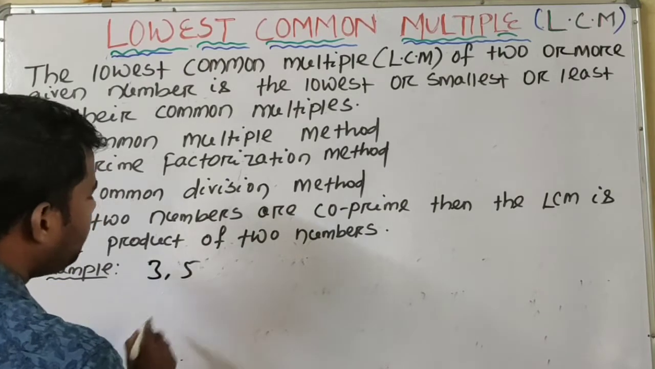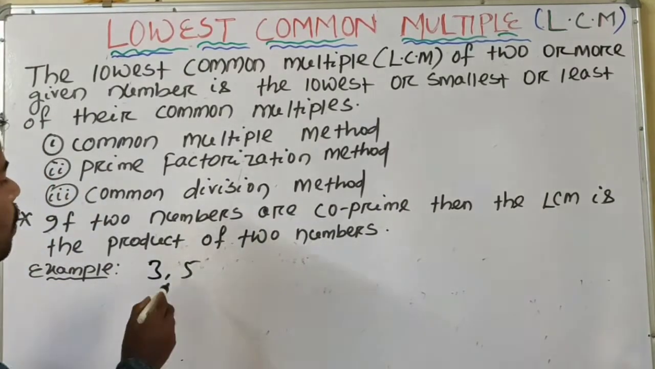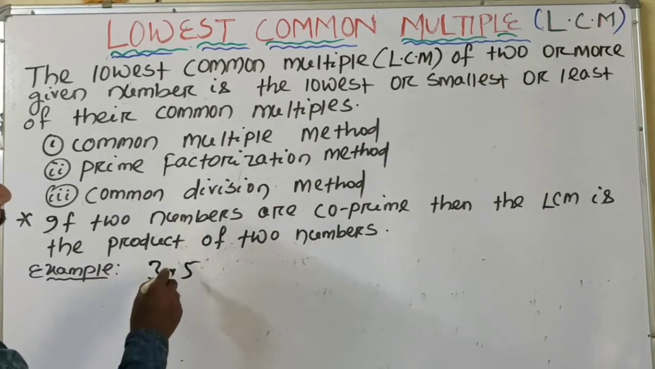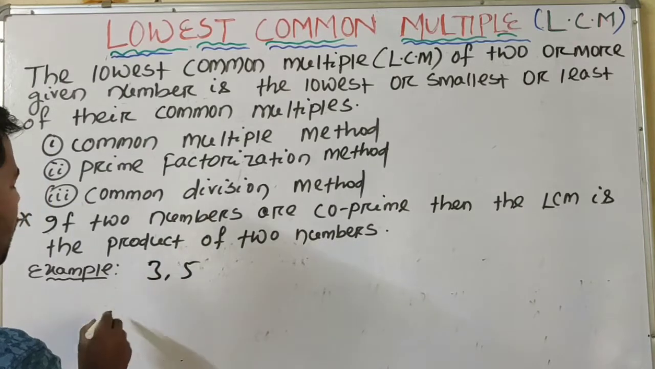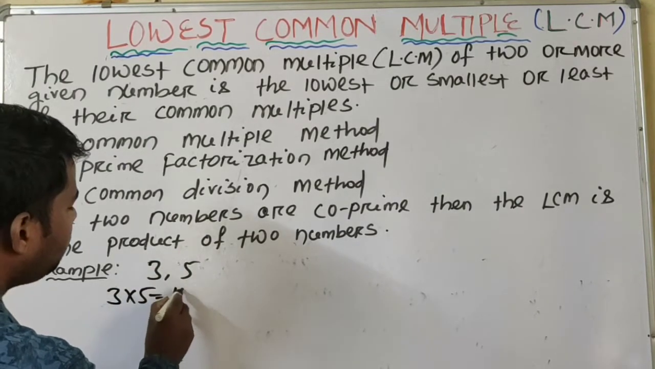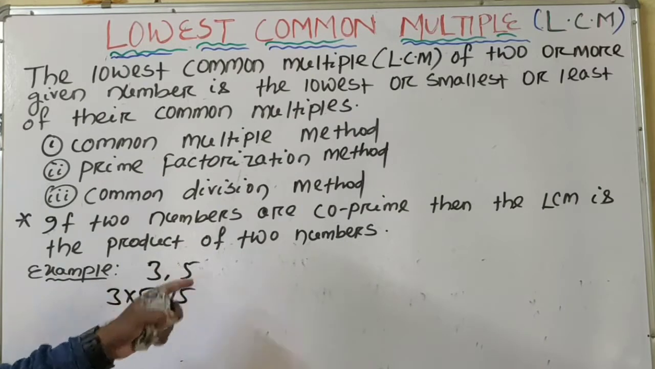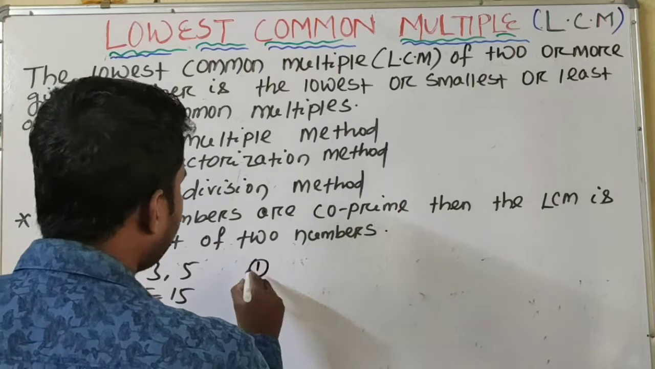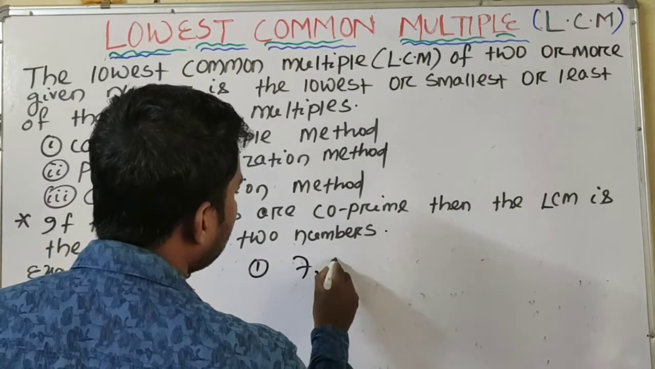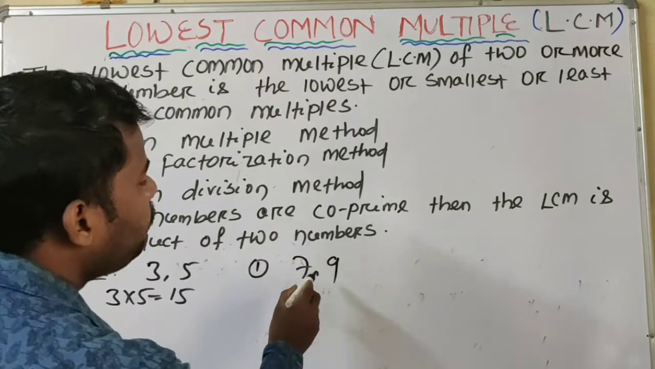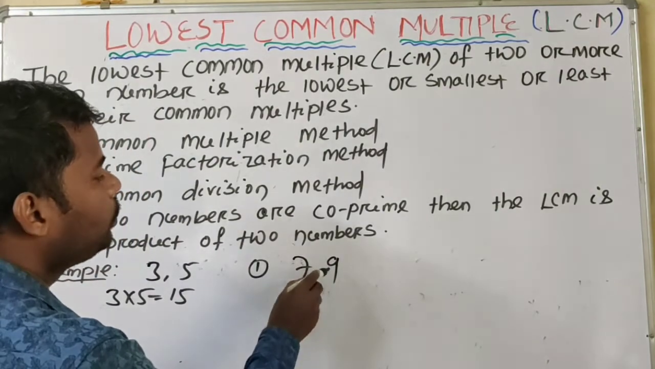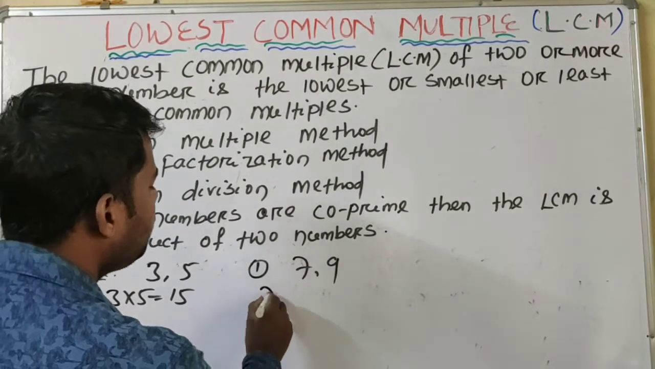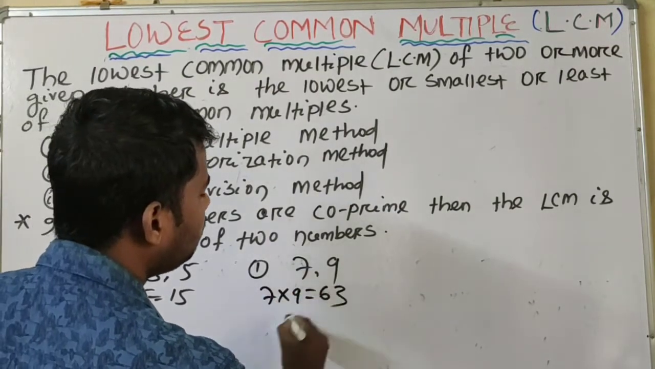Suppose 3, 5 are two co-prime numbers because only one is the common factor among both numbers. So what will be its LCM? Product of two numbers. So 3 into 5 is equal to 15, which is the LCM of 3 and 5. If we take another example, 7, 9. Only one is the common factor among 7, 9, so both numbers are co-prime. So what will be the LCM? 7 into 9 is equal to 63.